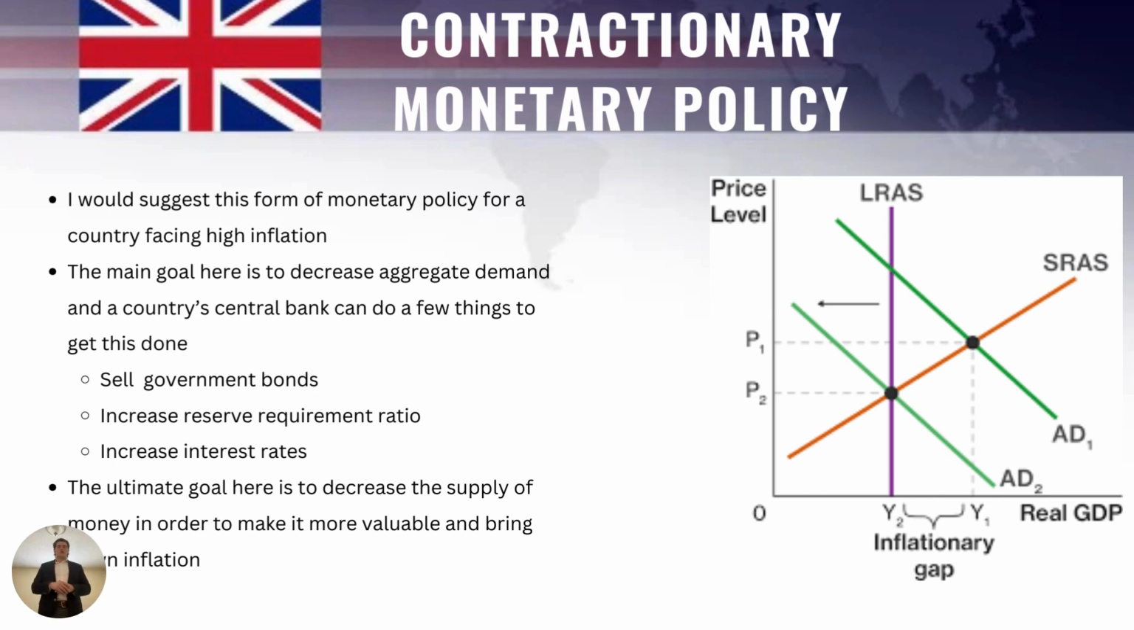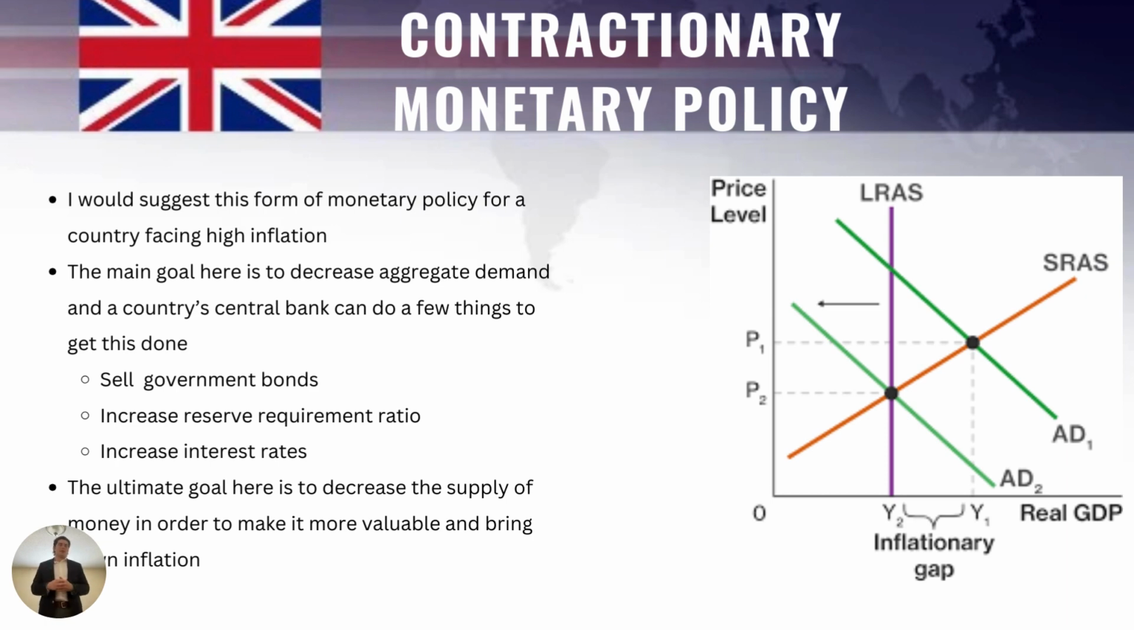So now going into contractionary monetary policy, I would not suggest this form of monetary policy. I would suggest it for a country that's facing high inflation. So if you look back at 2022, when the UK was really doing badly with inflation, they probably used a lot of contractionary monetary policy to bring that in. And I think at this point, they've been successful at that, and they've maybe crossed that line a little bit, seeing as they went through a recession recently, and maybe it's time to flip that back into expansionary. But with contractionary, basically, the whole goal is to decrease aggregate demand, as you can see in the graph, to get back to long run equilibrium.